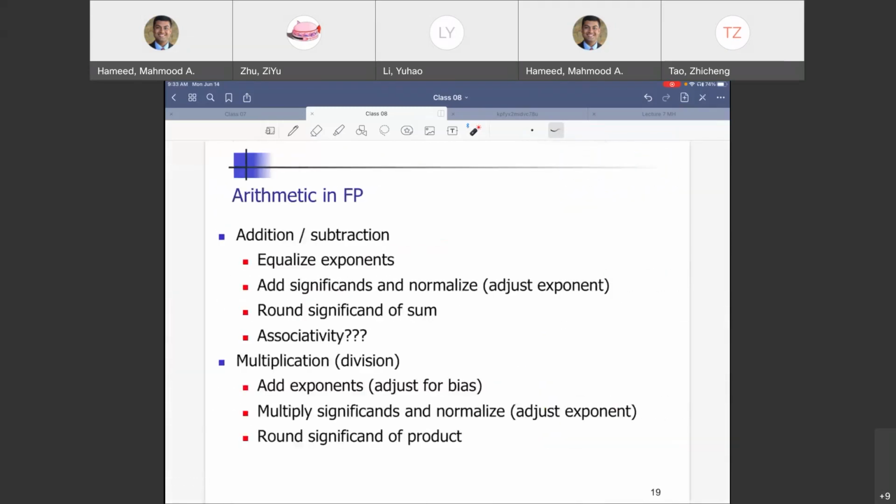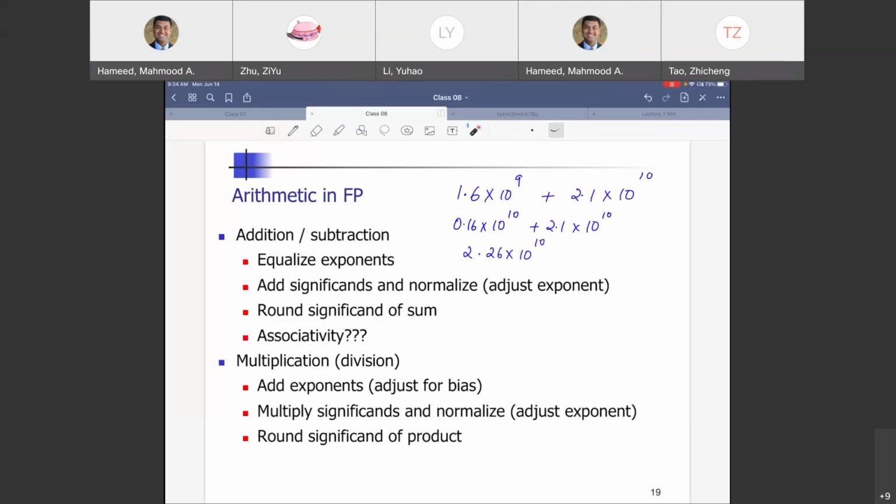Arithmetic in floating point. How do you deal with arithmetic in floating point? This is going to be very intuitive. When you want to add two numbers or subtract two numbers, say you have something like 1.6 times 10 to the 9 plus 2.1 times 10 to the 10. What do you do then? Well, you can equalize the exponents, which means you can increase this one to a 10, or you can decrease the other to a 9. If I wanted to increase this one, I get 0.16 times 10 to the 10, plus 2.1 times 10 to the 10. Equalized exponents. Then you add the significands. What do you get? 2.26 times 10 to the 10.